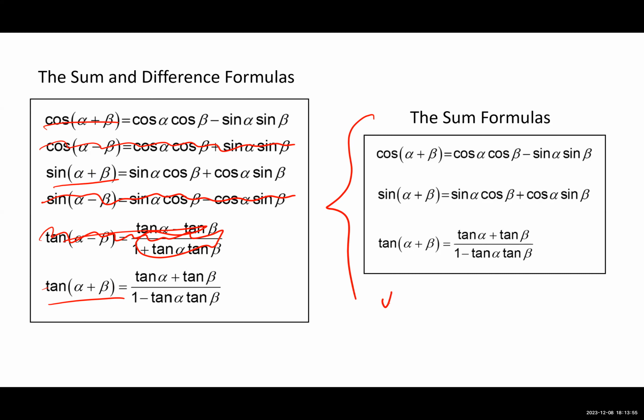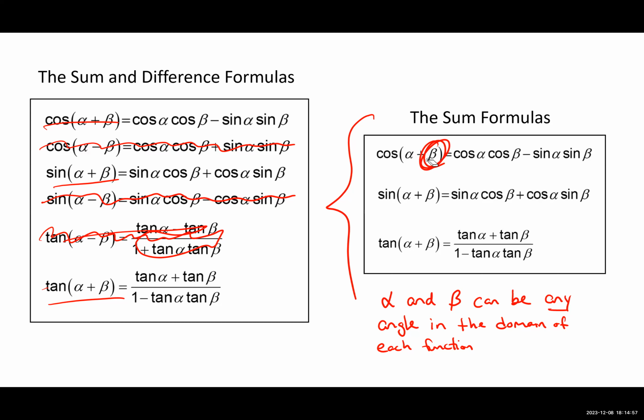Okay, so alpha and beta can be any angle. At least any angle for the cosine function and the sine function. They can't be any angle for the tangent. They could be any angles that don't give you undefined. So let's say any angle in the domain of each function. So remember, tangent is not defined for all real numbers because sometimes you get a 0 on the bottom of the fraction. Tangent is sine over cosine. So anywhere the cosine is 0, tangent's undefined. But let's just say in the domain of each one of these functions, alpha and beta could be anything.